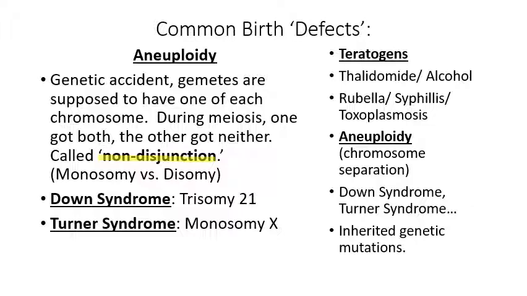So, for example, we already talked about Turner syndrome. Turner syndrome is where you have one X and nothing else. So you say that somebody that has Turner syndrome is monosomic for the X. Down syndrome is where you have 3 of chromosome 21, and so then you say that is trisomy 21. You say somebody is trisomic for the 21st chromosome.